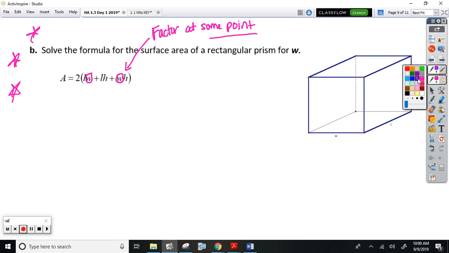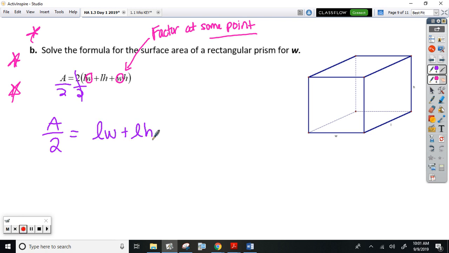Let's first move the 2 over. How do I move the 2 over? Someone I haven't heard from. This is an easy question for you to volunteer answer. Katie? Divide. Thank you. Now we don't need the parentheses on the right-hand side anymore, so let's just drop those off. We have LW plus LH plus WH. And again, I'm going to circle the variables that I want to solve for. I want to solve for the W.